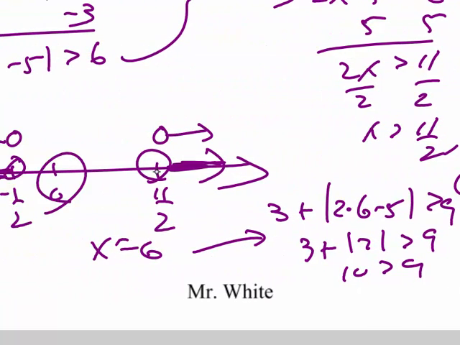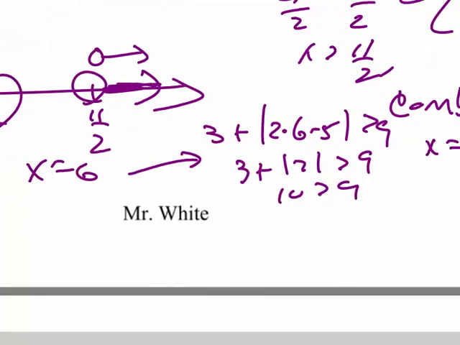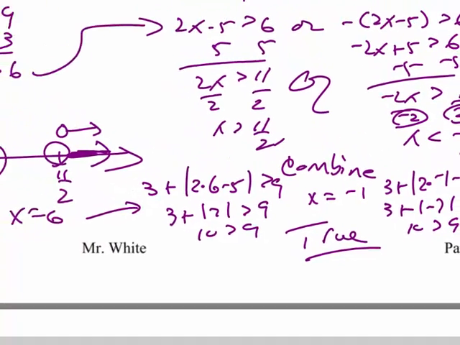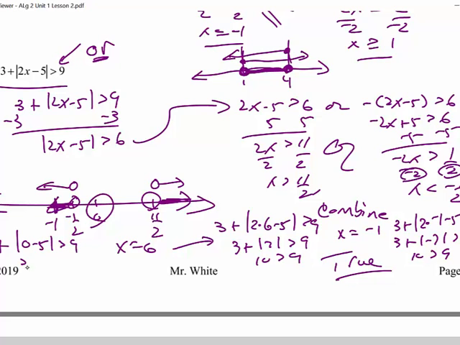So if I tried to test 0, it's supposed to be false. Both of these were true, that tells me they work. So if I try 0: 3 plus the absolute value of 2 times 0 is 0, minus 5 is greater than 9. 3 plus the absolute value of negative 5 is greater than 9. The absolute value of negative 5 is 5. 5 plus 3 is 8. 8 is greater than 9? Not this week. No way, Jose. All right?